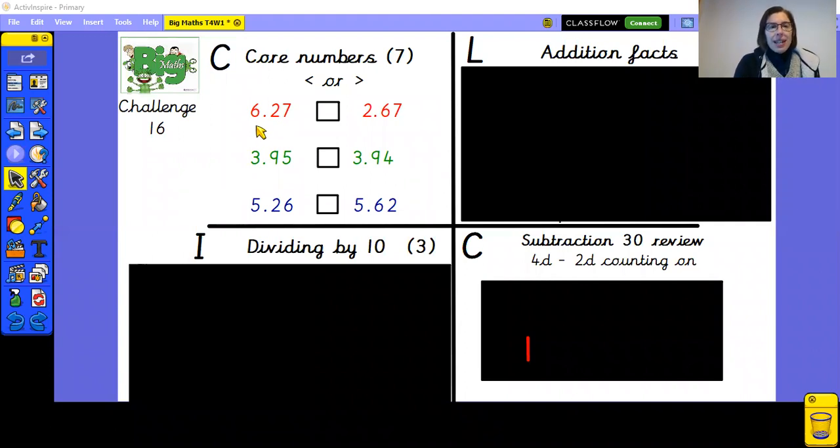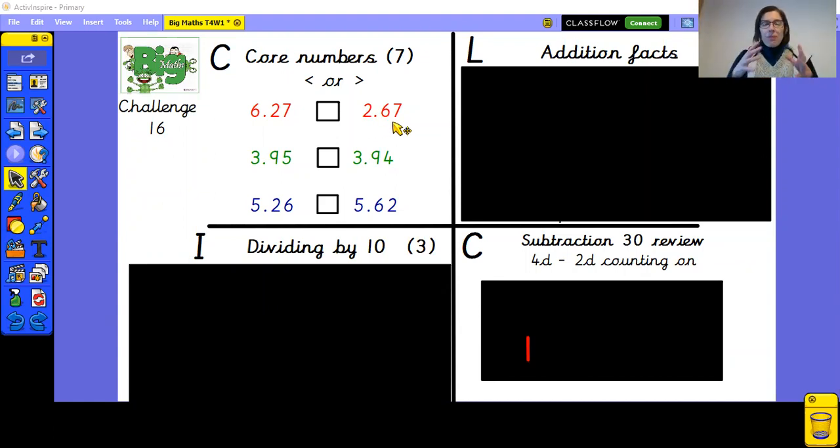So I've got 6.27. Is it smaller, larger, greater? There is different vocabulary we can use than 2.67. Here I just look at the ones. I've got 6 ones on one side and 2 ones here. So 6 ones against 2 ones. Then 6 is greater than 2. So 6.27 will be greater than 2.67.